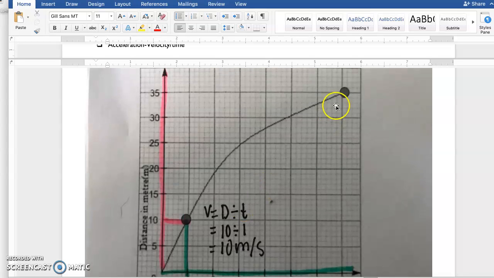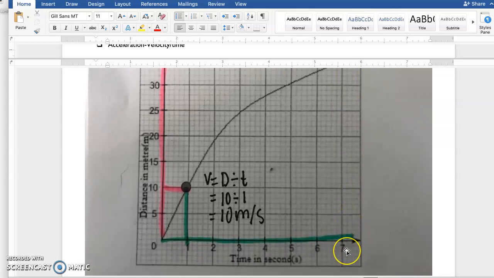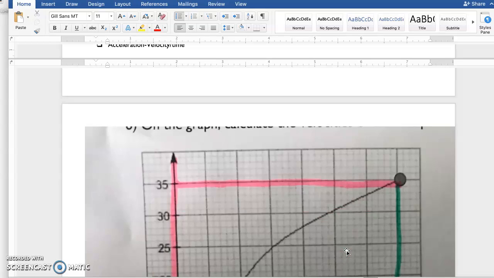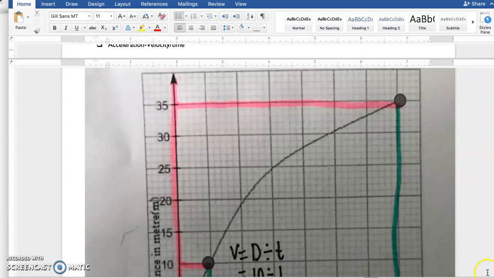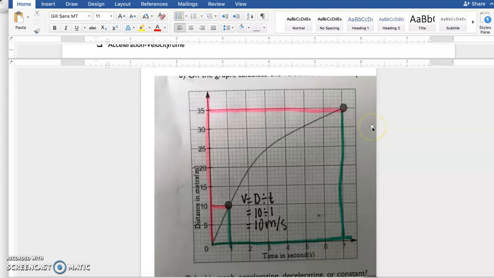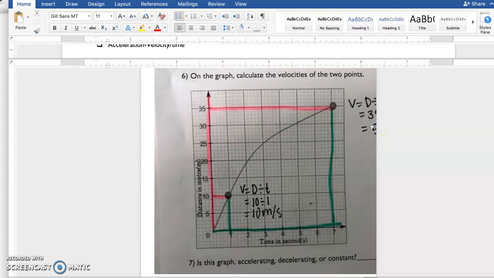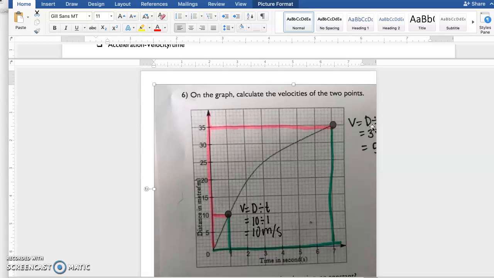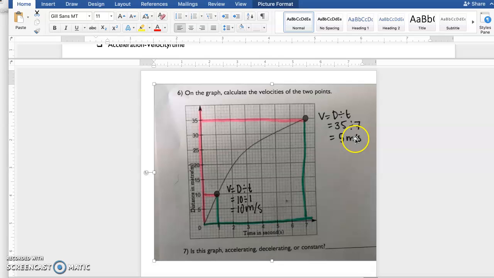And then now we have to find the velocity of the second point. Again, let's mark this red, distance 35, and time is 7 seconds. Okay, so notice that I marked that. Let me just make this a little smaller so you can see. Okay, so there we go. So 35 and 7. So you need to divide the two numbers. You can't see this. There we go. Okay, so 35 divided by 7 is 5.